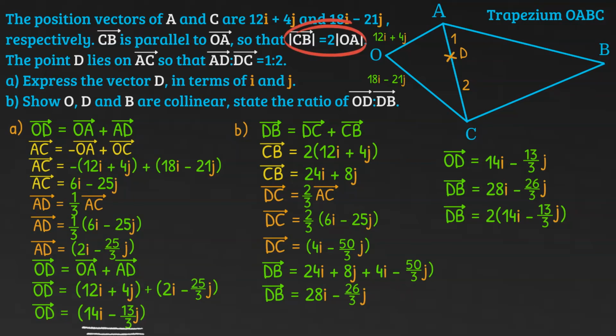And because we know DB is twice as long, we can state that the ratio of OD to DB is 1 to 2.